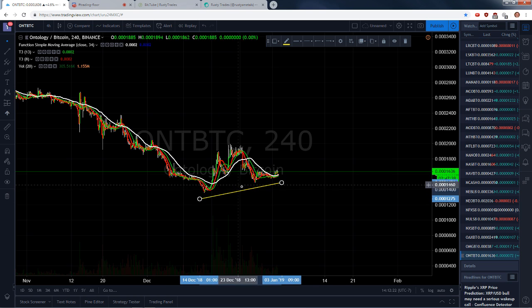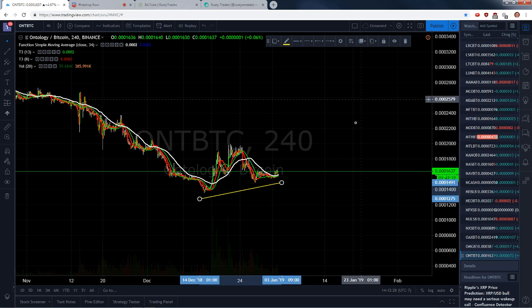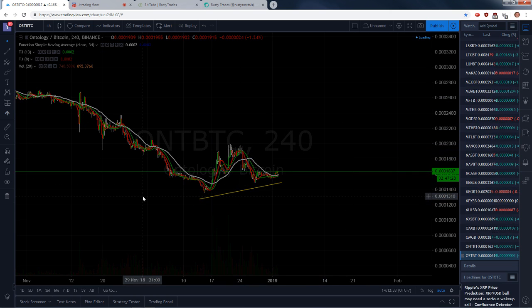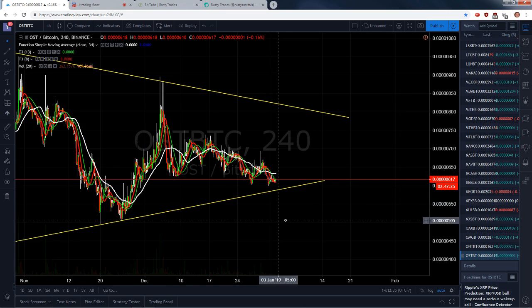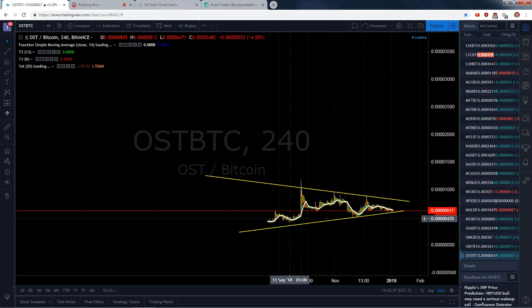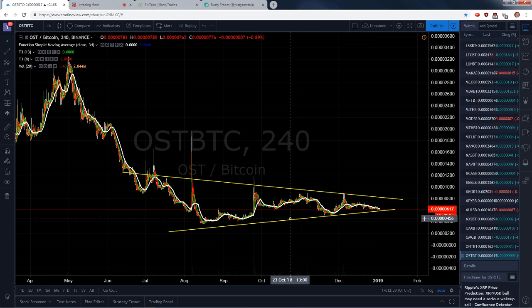Higher lows. Over, under, back over. Watch for previous, breaking into previous lows for continuation patterns. Nice long-term pattern there. The longer the pattern break, the bigger the move.